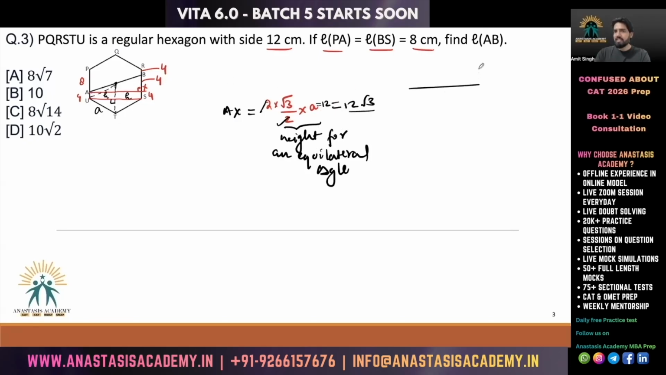Now I have this right angle triangle in which this side is 4. This is 12 root 3. Can I find the value of AB now? Because I have BX as 4, AX as 12 root 3, I can easily find the value of AB. AB square would be equal to 16, that is 4 square, plus 144 into 3. 144 is 12 square into 3.